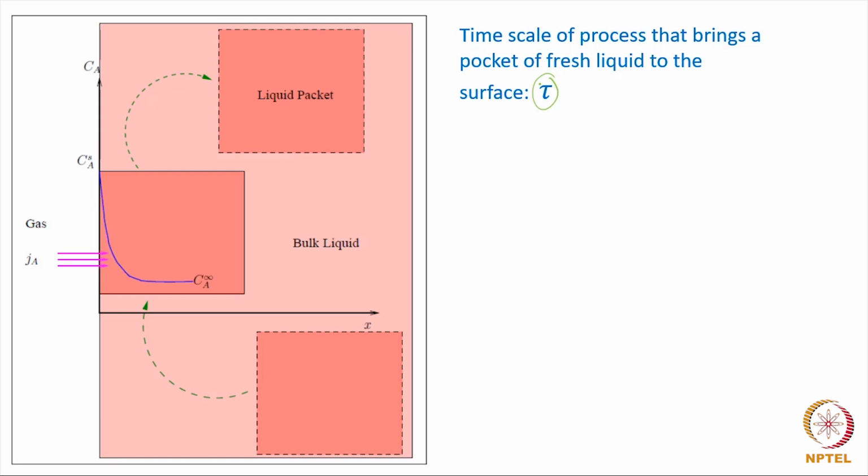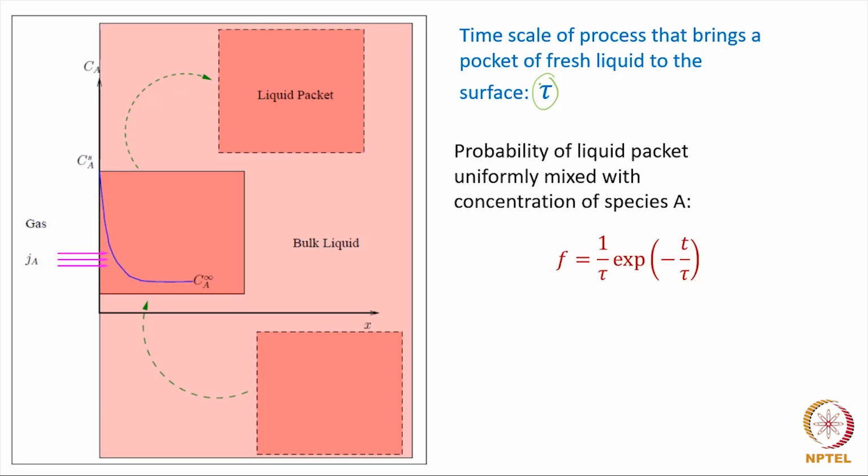If we know the rate at which bubbles are introduced, then this time can be evaluated from the frequency of how the bubbles are moving. So 1 by frequency will give you the time scale, and similarly for other ways of agitation or motions between the liquid and the gas. Now the probability of the liquid packet uniformly mixed with the concentration of species A can be given as this expression: 1 by tau e raised to the power of minus t by tau.